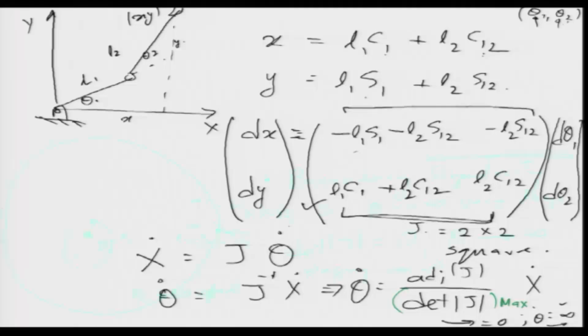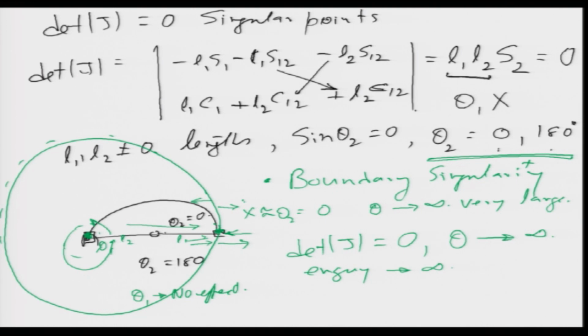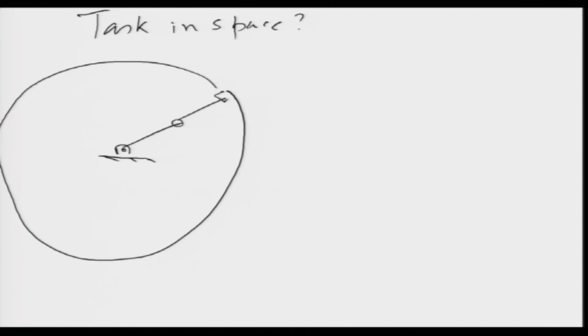Now, let us look at it like this: when a robot performs a task in space, we know it has to be inside the work volume. So, what is the work volume? The work volume is something like this, and everything inside here is the work volume, or the work area in this case. So, where should it perform a task?